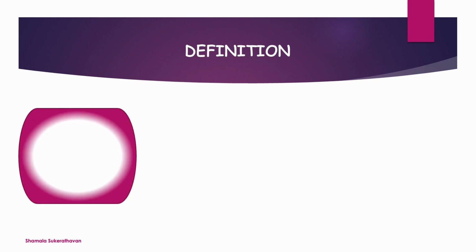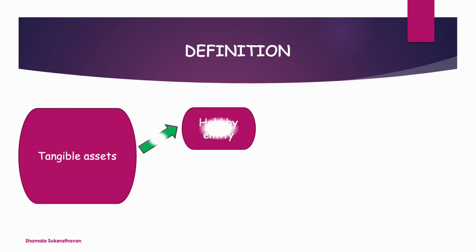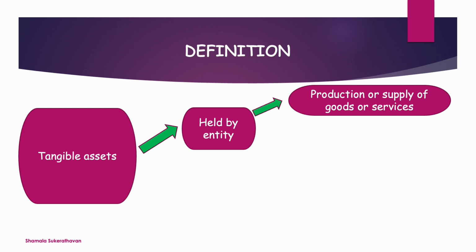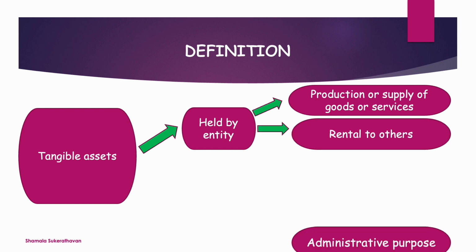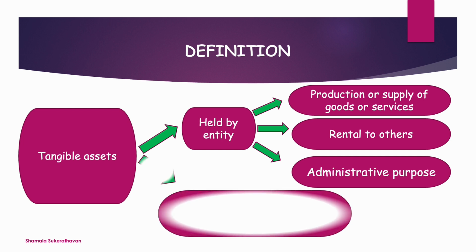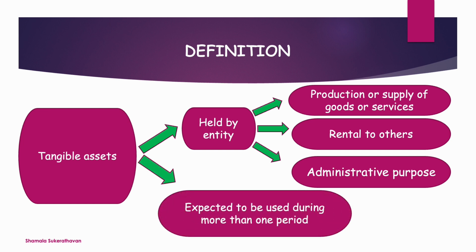To be recognized as property, plant and equipment, PPE for short, firstly, it should meet the definition as set out in IAS 16. PPE are tangible assets held by an entity for one of the following purposes: production or supply of goods or services, rental to others, or for administrative purposes. The item is also expected to be used for more than one period. This explains why PPE is included in the statement of financial position as non-current assets.